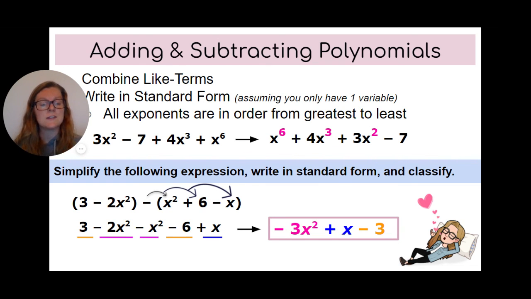And then lastly, it's asking me to classify. I'm going to do it by degree first. So the highest exponent is 2. So that is a quadratic. And then I'm counting. I have 1, 2, 3 terms. So it's going to be a trinomial. So we call this a quadratic trinomial.